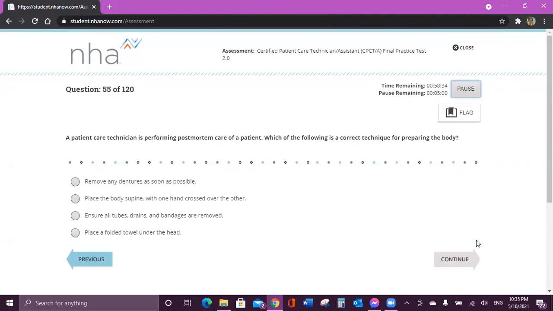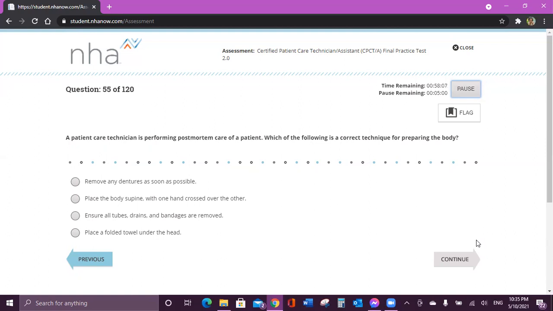A patient care technician is preparing post-mortem care of a patient. Which of the following is a correct technique for preparing the body? Remove any dentures as soon as possible. Place the body. Dale en tu mente, porque te está faltando poco tiempo, no te va a dar tiempo.